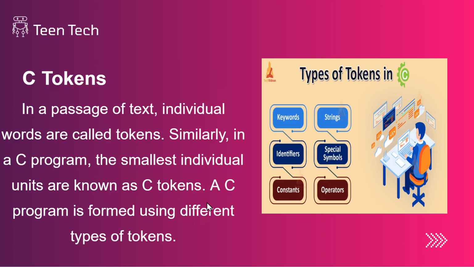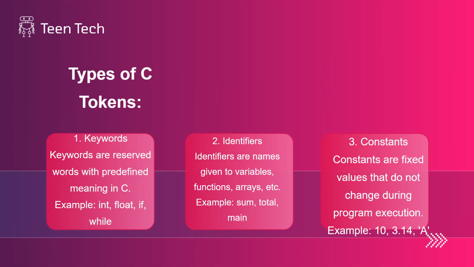So let's get into another slide and talk about the types of C tokens. There are 6: keywords, identifiers, constants, strings and operators. So firstly, let me explain keywords. What are keywords? I'll give you a simple definition.